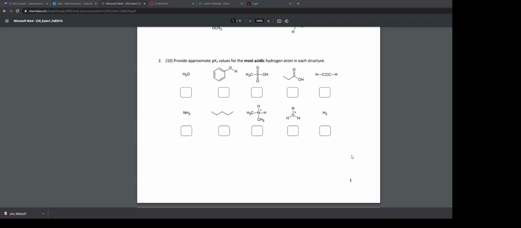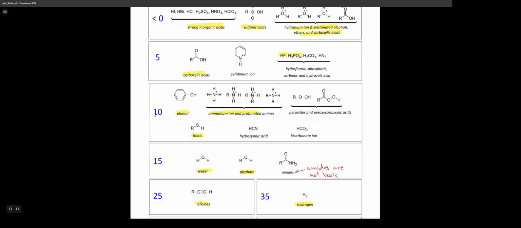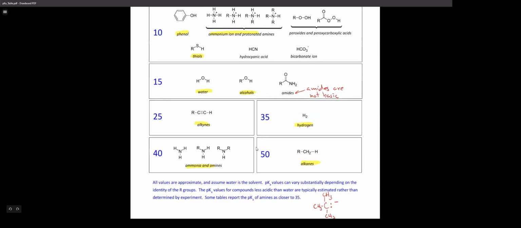What kinds of charges are more likely to occur at high pKa's? You're more likely to get positives at these lower pKa's in acids, and vice versa. You're more likely to get negatives when you have bases.